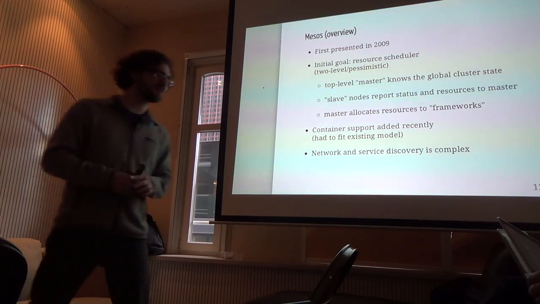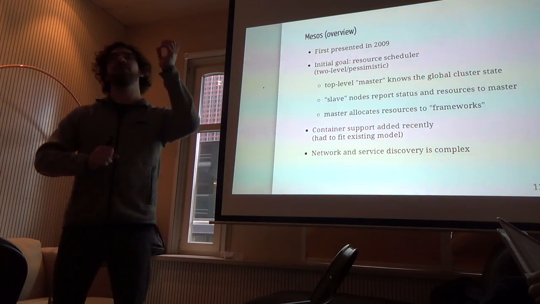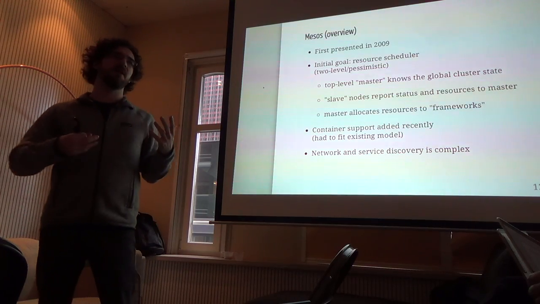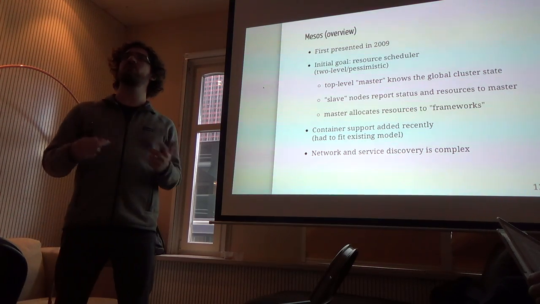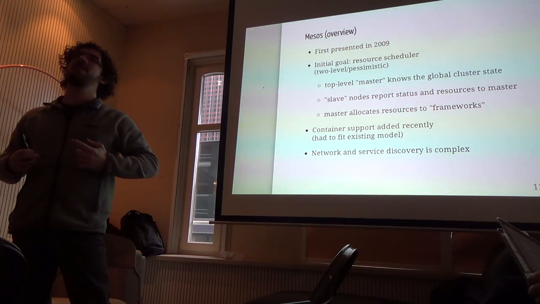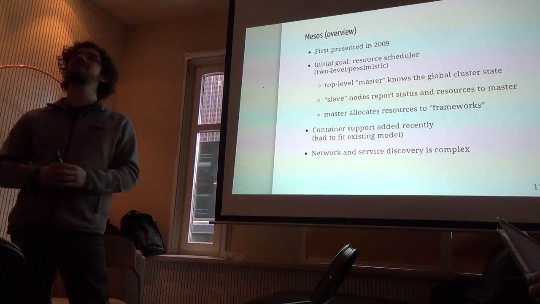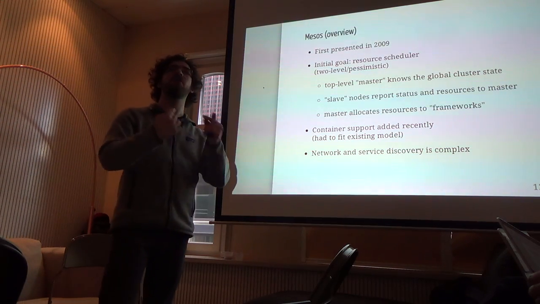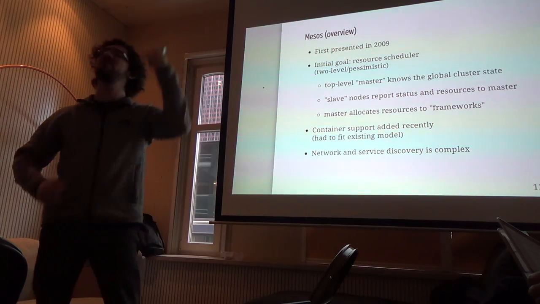Two-level means that you have the Mesos master that knows exactly what's going on. It knows which resources are available on which nodes. And then you have a second level of frameworks. When you need resources, you don't directly talk to the master. You talk to a framework, and the framework then talks to the master. So that's why it's two-level.